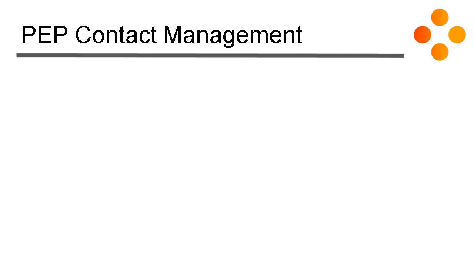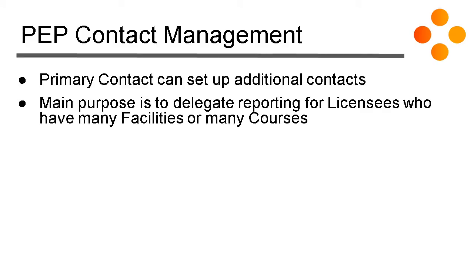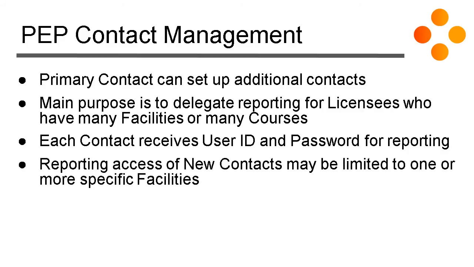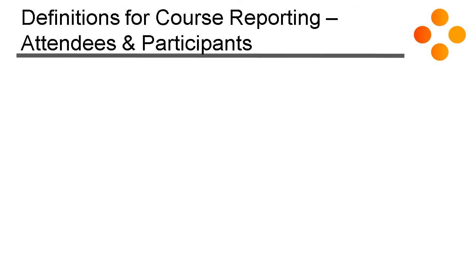Another option available is setting up additional contacts. This may be helpful if the license covers many facilities and many courses. You can delegate reporting to others. Each contact gets a personal user ID and password, so you can control what facilities they can view and report on. Facility management and contact management are optional. You may or may not use them. But every licensee will be doing course reporting.